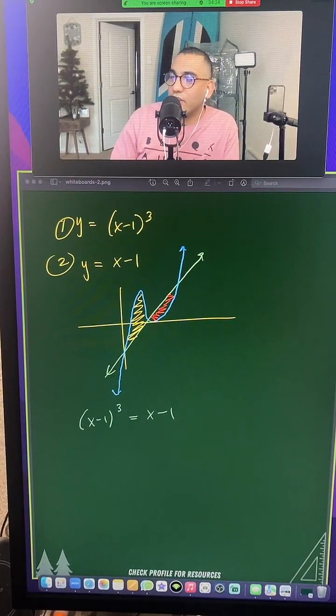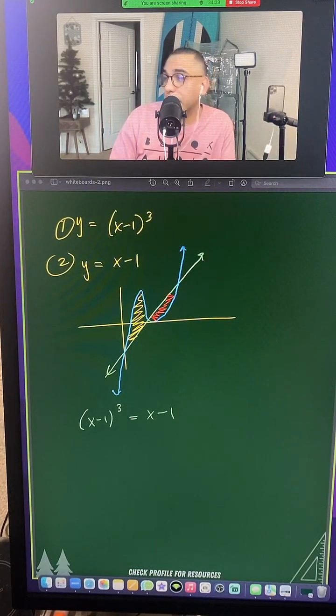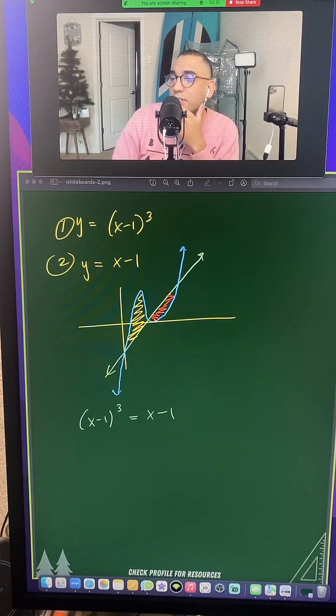All right, what do you guys suggest? Should I expand that whole thing? I feel like I need to, right? Or do you guys have another idea? Do you guys have an idea of what this value is or when it intersects?